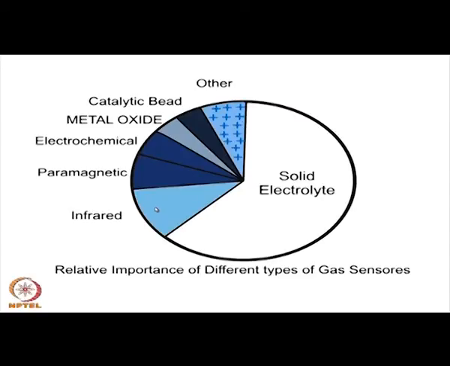So, I think we have come to the close of our discussion with this, showing the kind of distribution of different kinds of sensors. Solid electrolyte sensor, zirconia sensor is the maximum, and then you have metal oxide sensors, catalytic bead sensors. We have not discussed the electrochemical sensors; these are not of course the solid electrolyte sensors, the liquid electrolyte sensors. Paramagnetic sensors are also available, infrared sensors are also available with different gases and many others. But you can see the zirconia sensor is the largest volume of sensors available in the industry.